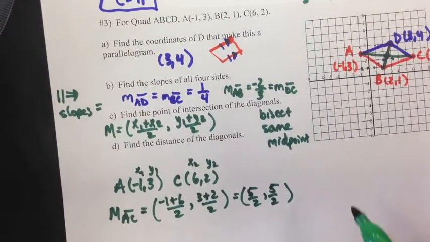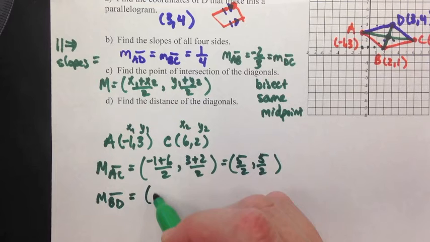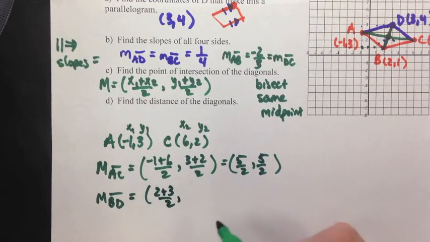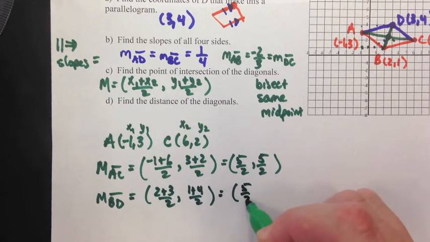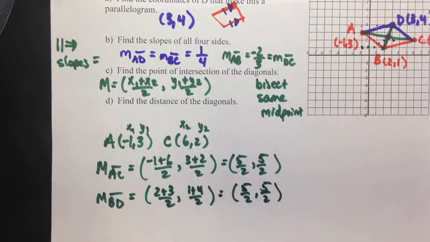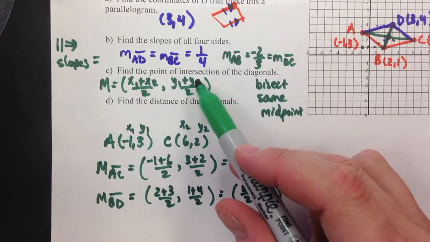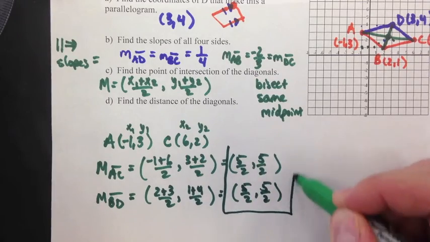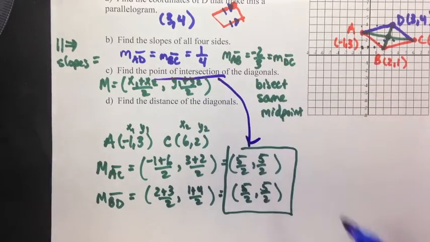So that looks good. Now if I did the midpoint of BD, and I'm going to do this a little bit quicker here, I'll use the picture, add my x's, which are 2 and 3. Okay, so add my x's, 2 plus 3 over 2, add my y's, which were 1 plus 4 over 2, and I get 5 halves and 5 halves. They're the same. They should be the same. Why? Because diagonals bisect. So find the point of intersection. This is your point of intersection. Point of intersection right there.